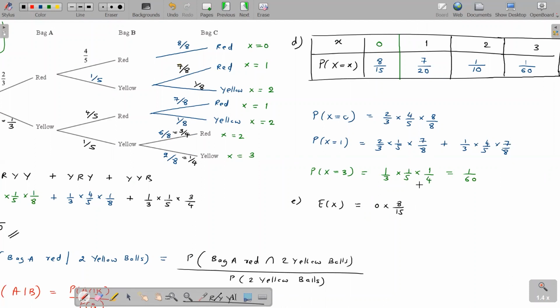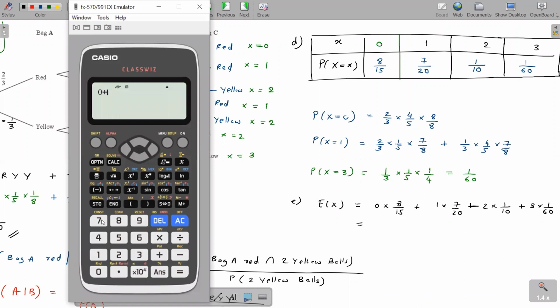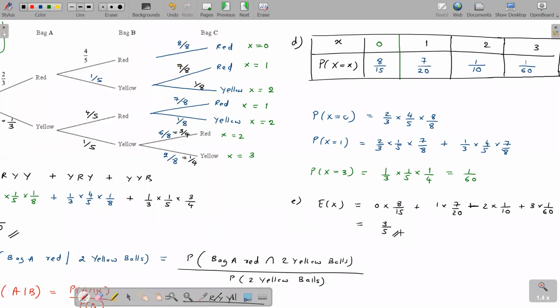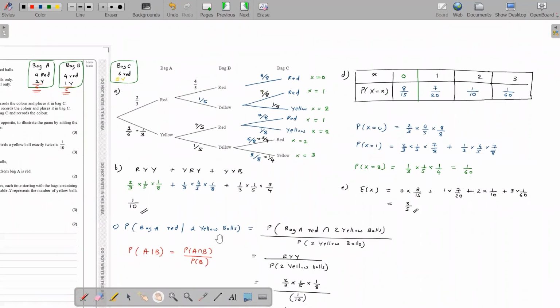0 into 8/15 plus 1 into 7/20 plus 2 into 1/10 plus 3 into 1/60. How much is it? Multiplying by 0, of course, is giving you the same thing. The first one is 0 plus 7/20 plus 2 into 1/10 is 2/10 plus 3 into 1/60 is 3/60. So I get 3/5 or 0.6. Ex is 3/5 or it is 0.6. Okay, is this clear with you all? I hope it's clear with everyone.